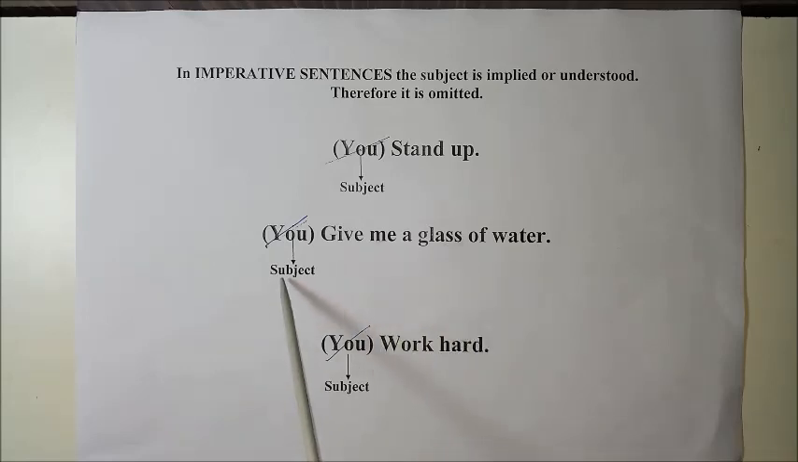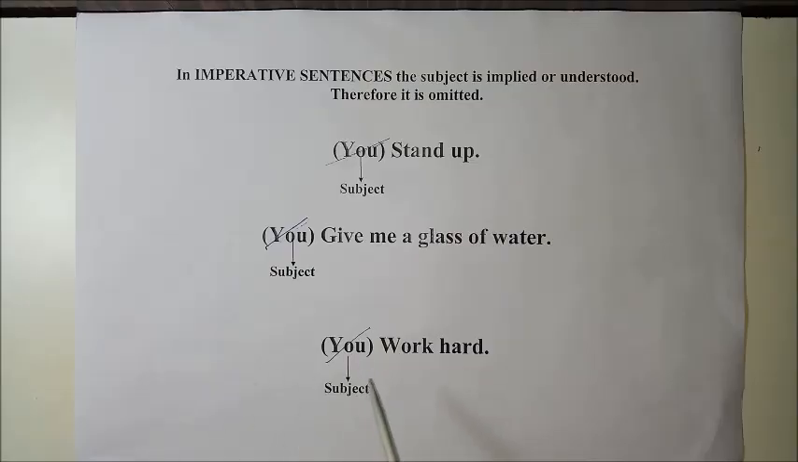So we need not say or write "you" here. So the subject is hidden here. Now see the third sentence. It is a piece of advice. It is not necessary to say "you work hard" because it is understood that the advice has been given to you. So we can conclude that in imperative sentences, the subject is always "you", but it is not necessary to say or write "you" in imperative sentences.